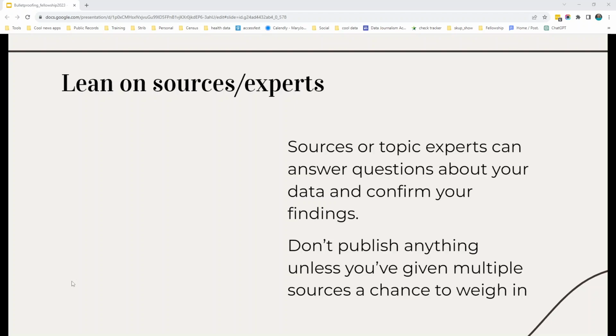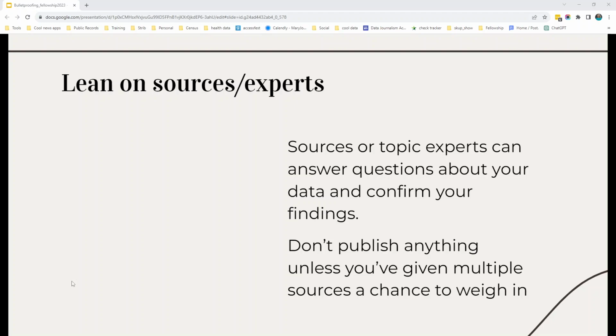Lean on sources and experts. You should be talking to somebody else about your data, not just your editor or your senior fellow or whoever you're working with, but the place you got the data from, and people who are experts in the topic you're writing about, even if they're not the keepers of the data, but they understand the topic. Those people are going to be better situated to answer questions about what something means, and help you determine if your findings look normal or abnormal, or if there's something you should be concerned about.